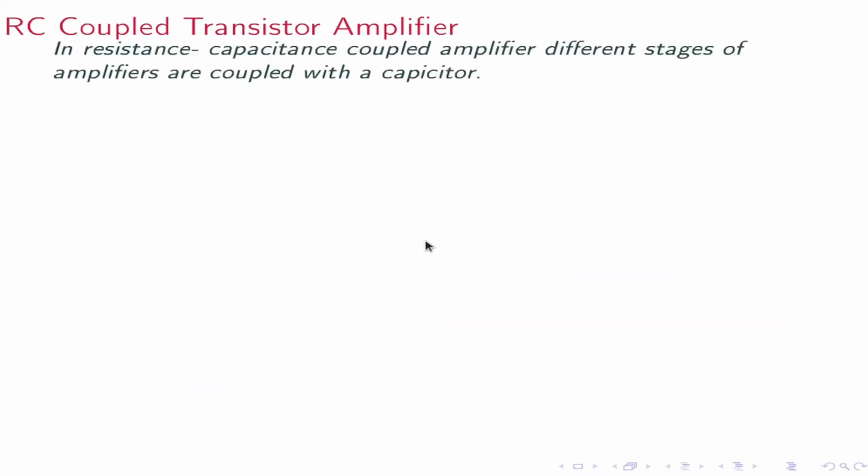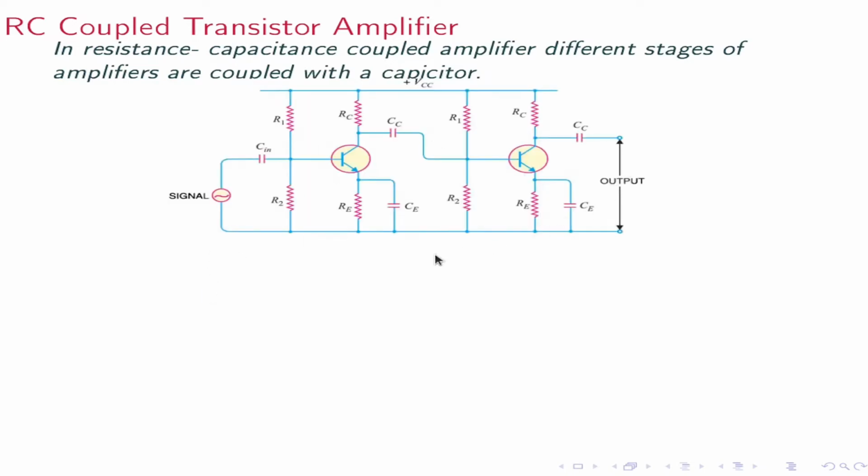RC coupled transistor amplifier. In a resistance capacitance coupled amplifier, the different stages of the amplifiers are coupled with a capacitor. This is a 2-stage RC coupled transistor amplifier. This is the first stage, this is the second stage, with 2 transistors. The first stage is coupled with the capacitor C_C. Suppose G1 is the gain of the first stage and G2 is the gain of the second stage. The gain of this 2-stage amplifier is G equals G1 times G2. If you are calculating in decibel, G equals G1 plus G2.